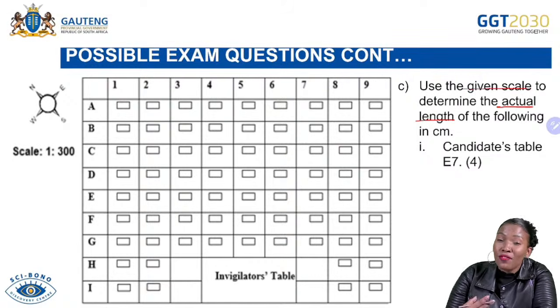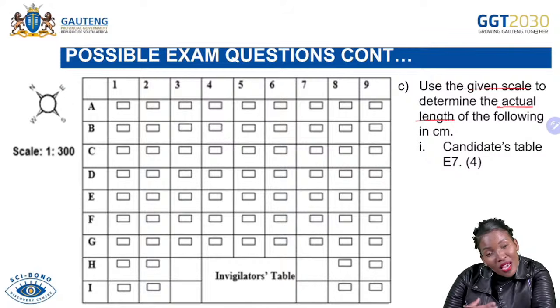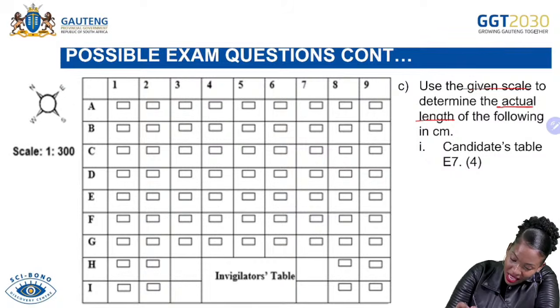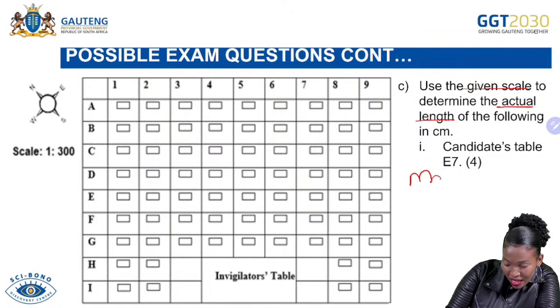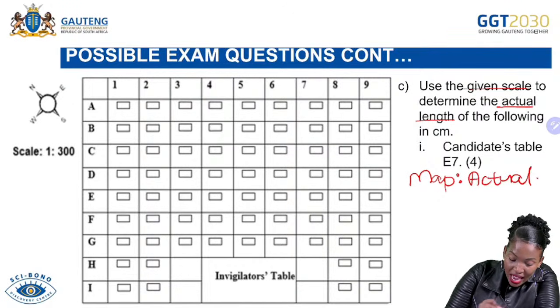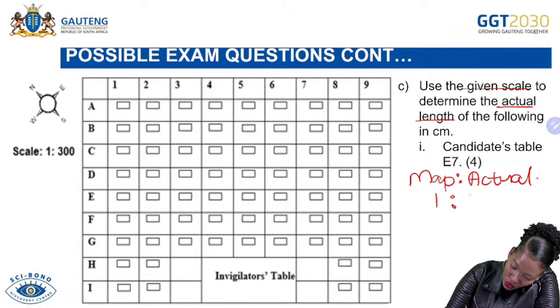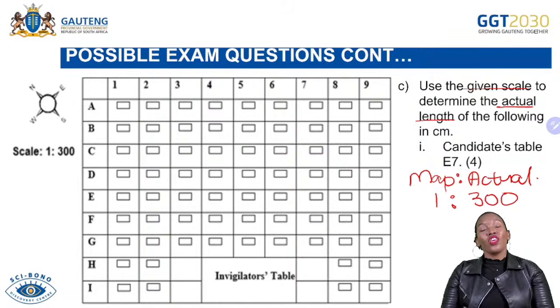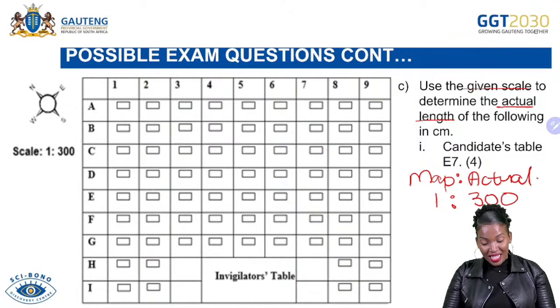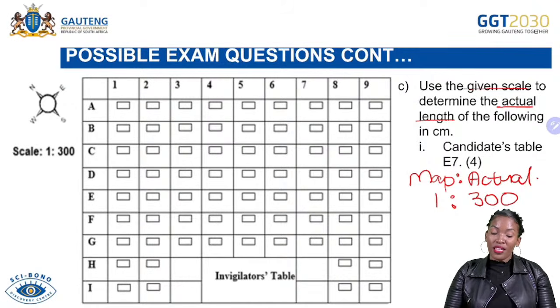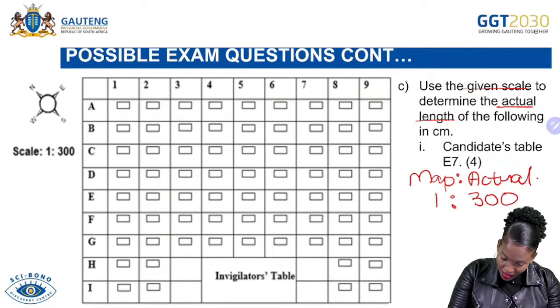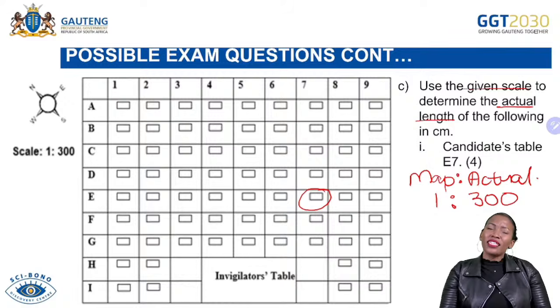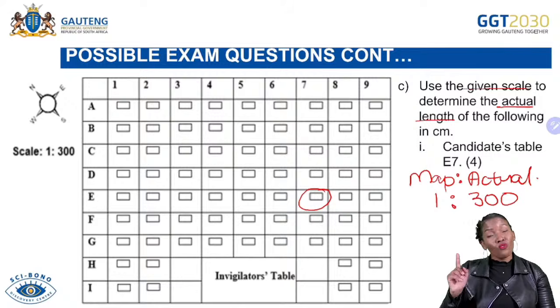Your scale. And like I said, if you are given a scale, you are definitely going to be asked to calculate the actual distances. So our scale that is given, remember I said the scale, it is always the map is to what? Is to actual. And then our scale is 1 is to what? Is to 300. So they want us to calculate the actual distance of the candidates table in E7. Where is E7? This is E7. But do we have the dimensions of the length of this table? We don't. So that is where now your ruler comes in.